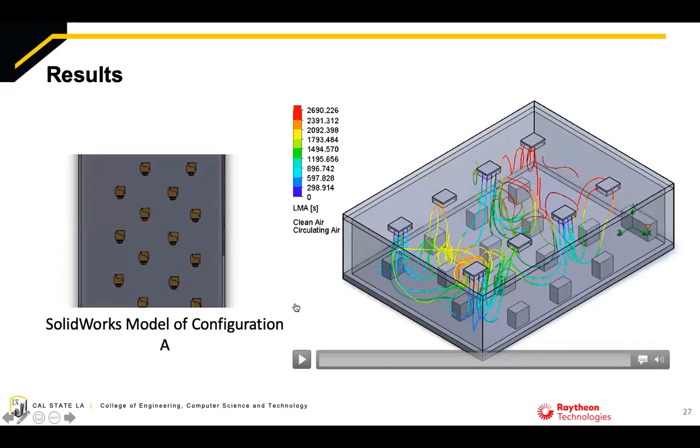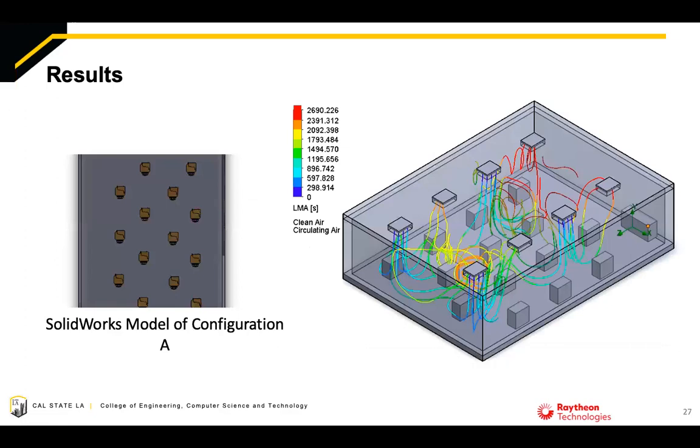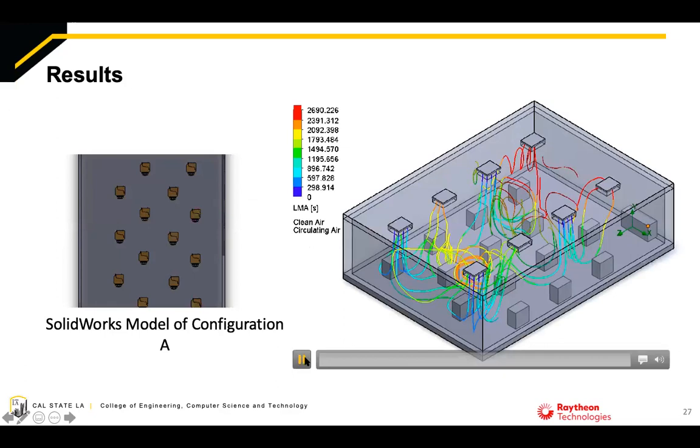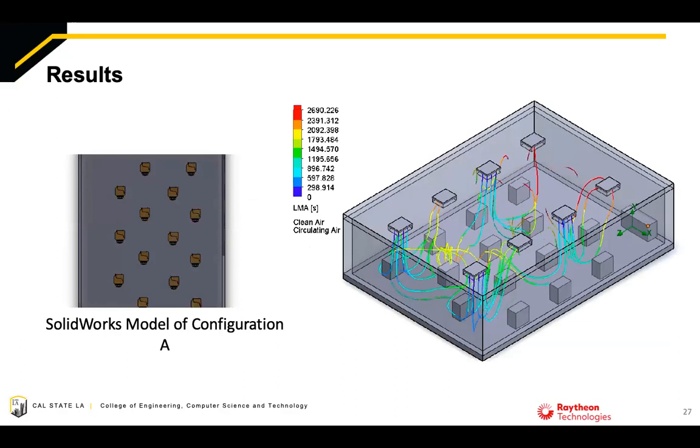This is our SOLIDWORKS model for configuration A. Here we can see the new air coming out of the inlets, and that is characterized by the blue arrows. As we see the air movement, we see the change in time for the LMA. The red means that this is the oldest air circulating in the classroom. This seating arrangement shows minimal red clusters, showing us that it's an effective configuration in allowing the room to ventilate.